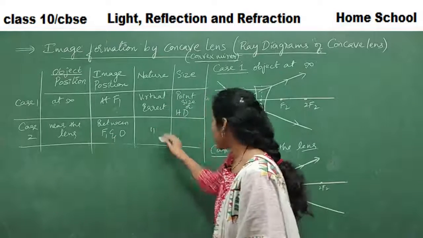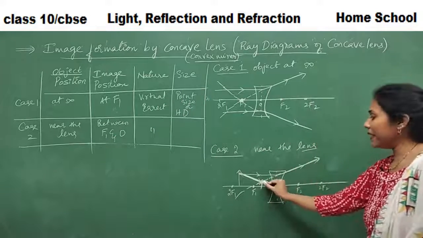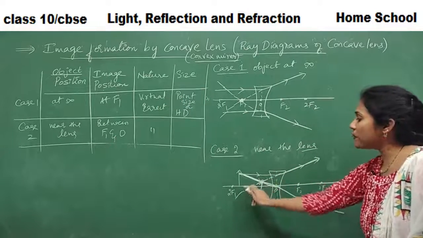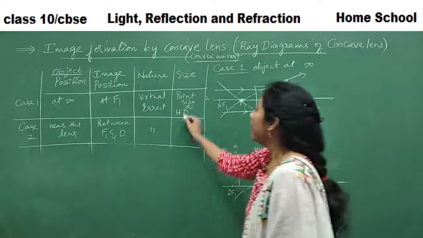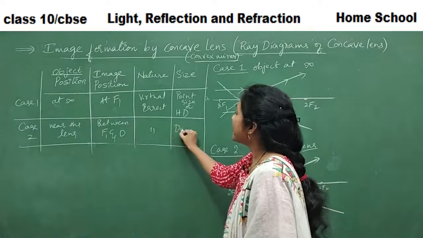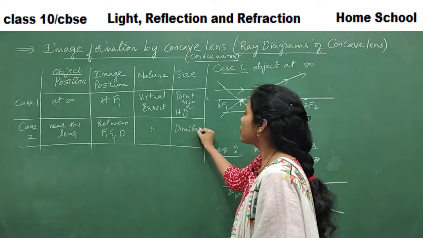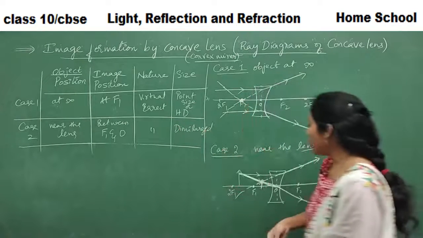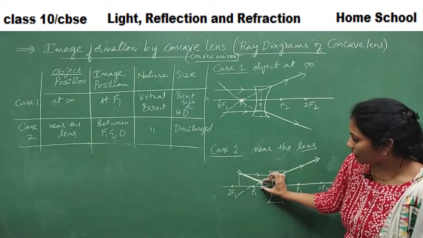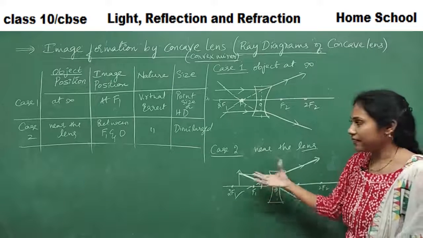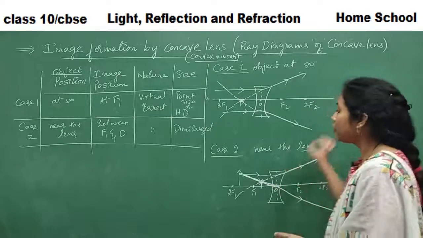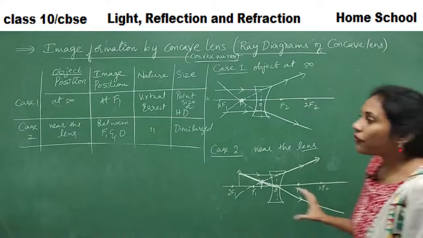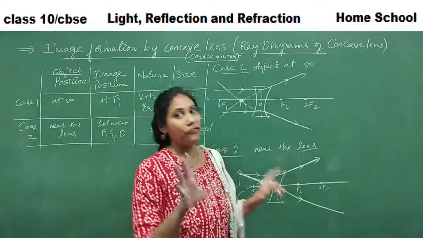So here also the image is virtual, formed on the same side as the object. In that case, a virtual and erect image is formed. And the size is diminished, not very large. You see, the size of the object is this much, and the size of the image is only this much, right? In that case, we call it diminished. So these are the two ray diagrams of our concave lens.